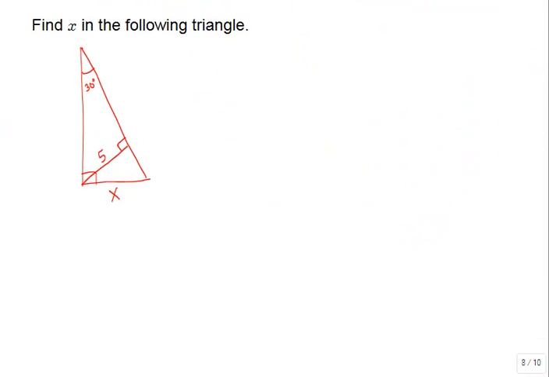Okay? One more example here. Let's find the value of x in the following triangle. So here we have this big triangle. It's really a right triangle because we do have a right angle right here. We know this upper angle is 30 degrees. So just based on that, what must this lower angle down here be? It has to be 60 degrees.